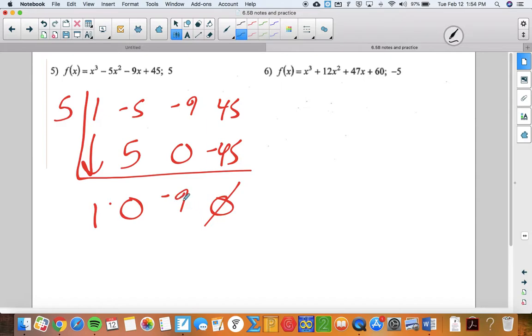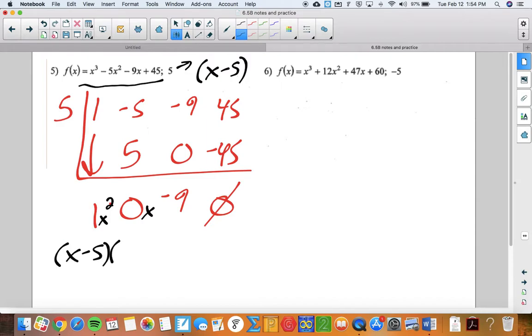The constant term is -9. The x term is 0x, and the x squared term is a 1x squared. So really we have, now if 5 is a 0, that came from the factor x minus 5. So in factored form, this polynomial right here equals x minus 5 times x squared, there's a 0x term there, so minus 9.